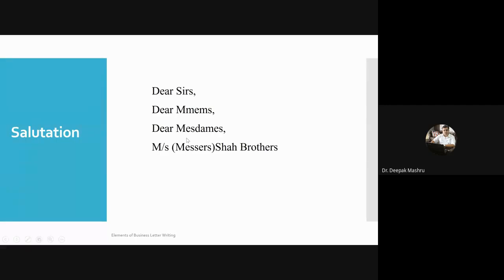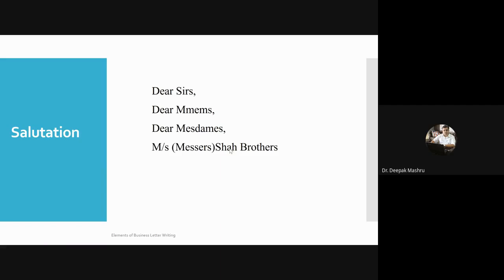This is the full form of madam, mesdames. This is the title of the company, Messrs. Sarvatars. Just as we have son of, daughter of, care of, Messrs. means it is a firm, a business firm.